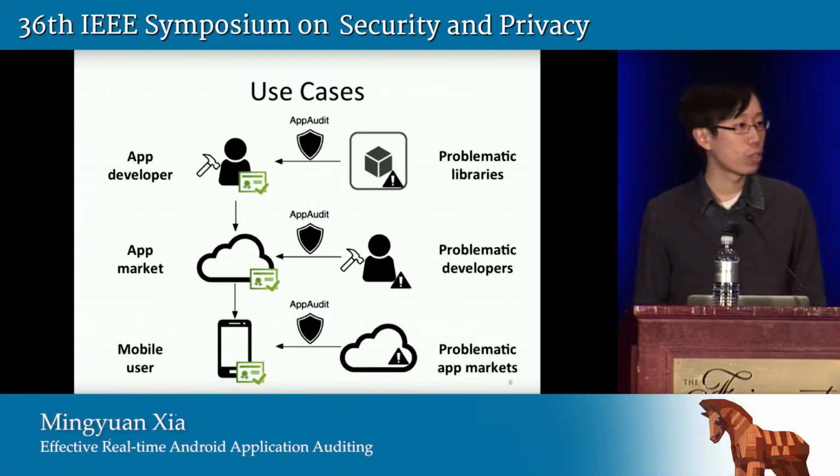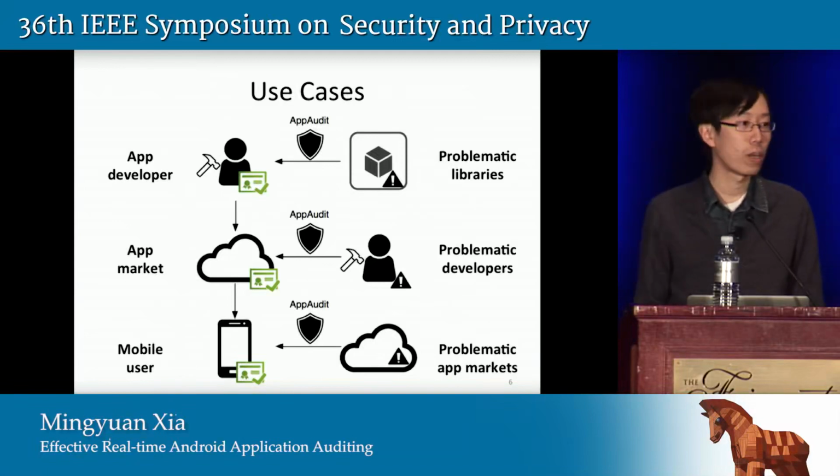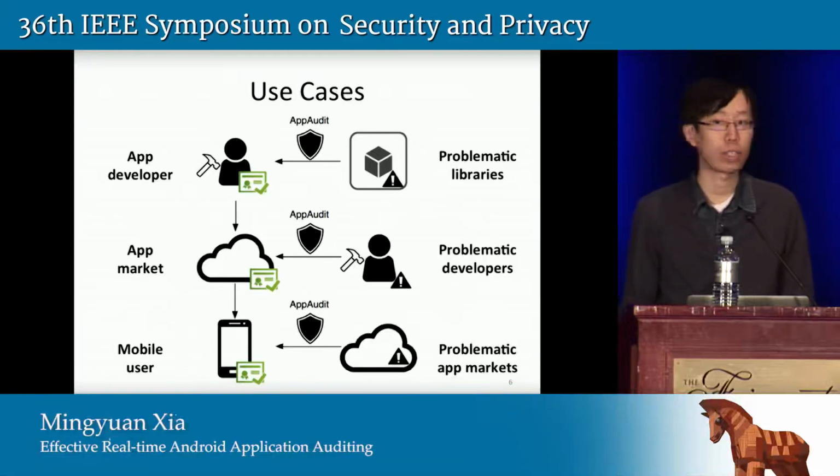All of these use cases have various requirements on the app auditing tool. For example, the app developers want to see all the data leaks in the app. App market operators do not want to have false positives. They don't want to blame anyone who is not leaking. And mobile users do not have the patience to wait for the tool to run long, so you expect efficiency of the analysis.